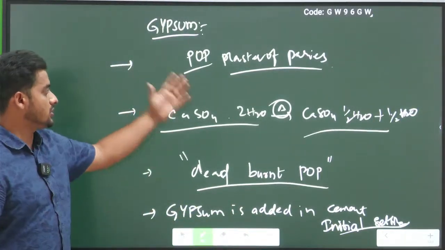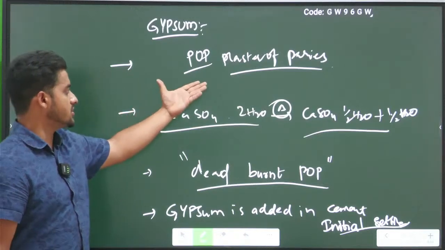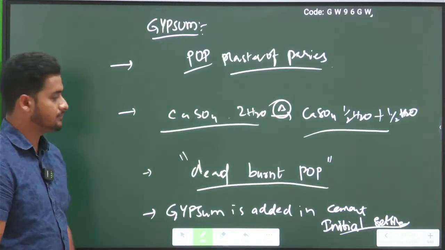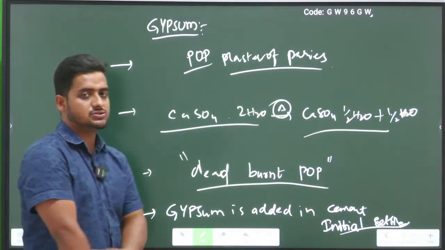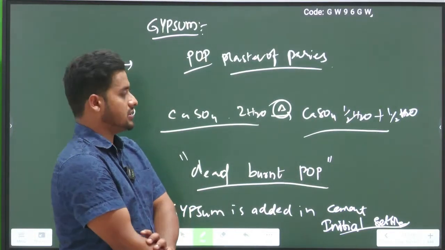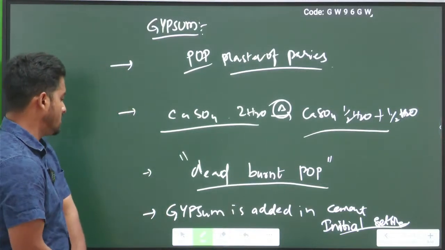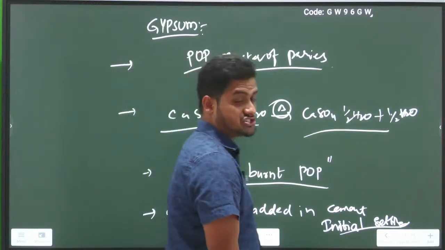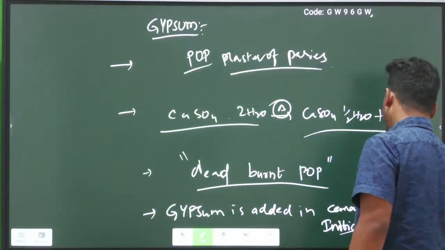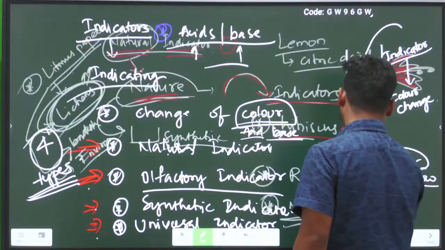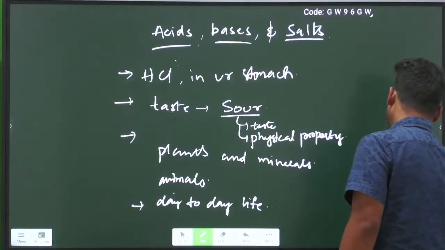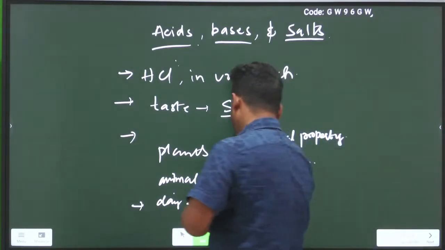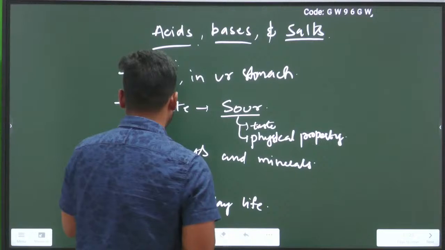So this gypsum is very important. It is also called plaster of Paris, and this is the reaction on heating. If that gypsum is dead burnt, then you can say it is dead burnt POP, and gypsum is added in the cement as an initial setter. All these points you have to remember, starting from the end of this chapter, and water of crystallization is also important.